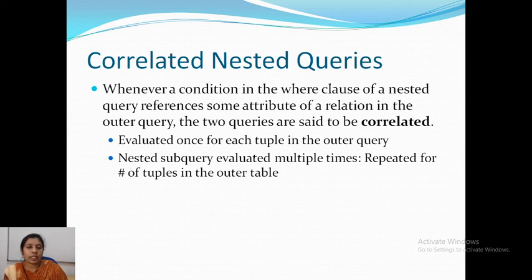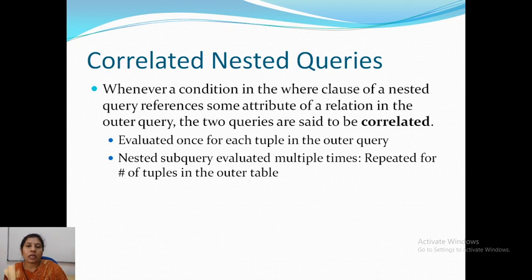The difference here is that in a correlated nested query, the inner query will be evaluated once for each tuple in the outer query. So for each tuple in the outer query, your inner query will be executed and checked. The nested subquery is evaluated multiple times. Okay, how many times will it be executed?